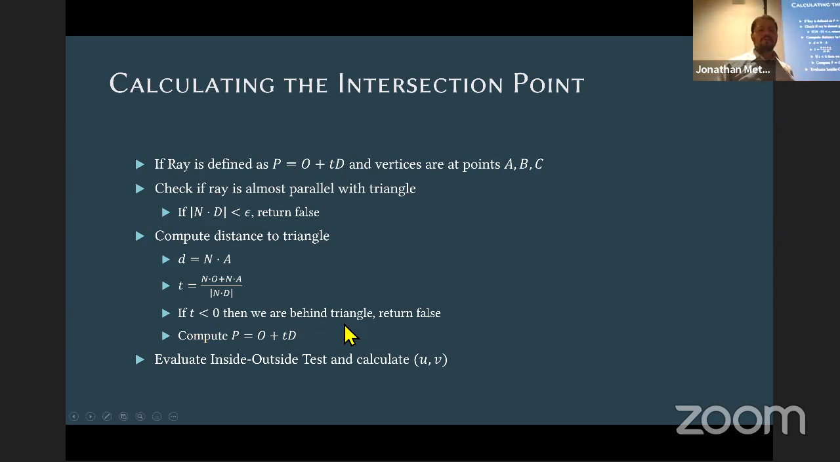So now that we know that we're in front of the ray, then we'll compute P equals O plus T times D. So we're projecting the ray. We're trying to say where on the plane for this triangle does it hit? And then once we have that point, then we're going to use that to test against the barycentric coordinates. So now we want to evaluate the inside-outside test to calculate U and V.